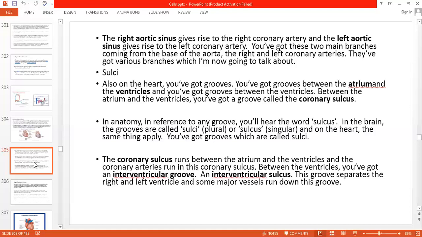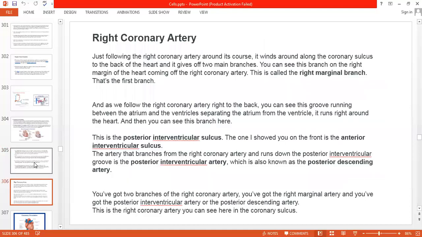Between the ventricles, you have got an interventricular groove, the interventricular sulcus. This groove separates the right and left ventricle, and some major vessels bound this groove. Then we have got the right coronary artery.